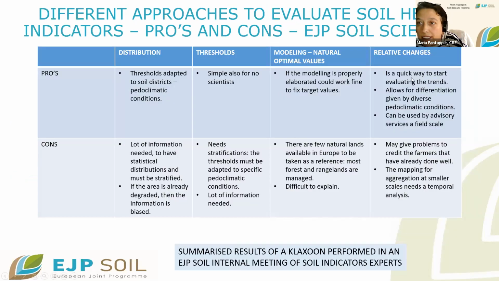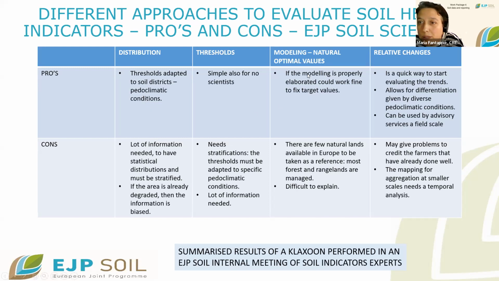We have also done an exercise among the researchers of EJP SOIL to find what are, from our point of view, the pros and cons of using different kinds of approaches. And you can see that every approach can have some pros or cons. For example, if you base it on thresholds, it may be simpler, but you need to do a lot of work to define these thresholds. The same for the distribution: for reference values, you need a lot of work to define them in different populations.